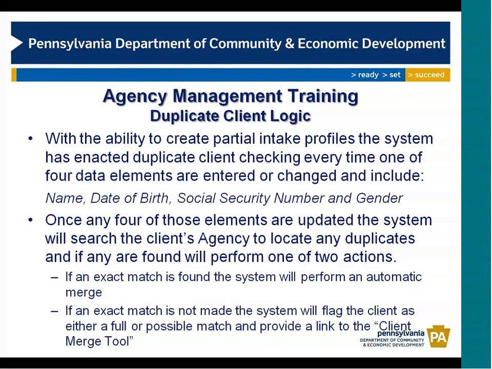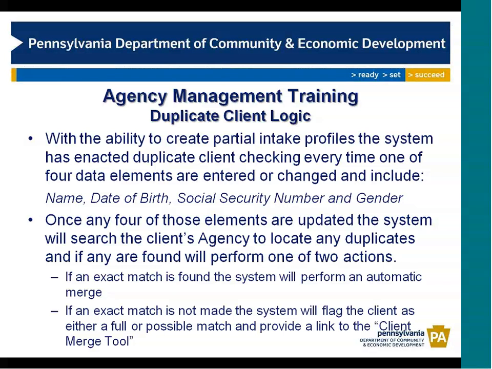So anytime a name, a date of birth, a social security number, or a gender are either entered for the first time or changed on the client profile, the system does a duplicate client check. It takes those pieces of information, searches your agency, and tries to find matches. If it doesn't, you're fine, you move along. However, if it does, it performs one of three things.